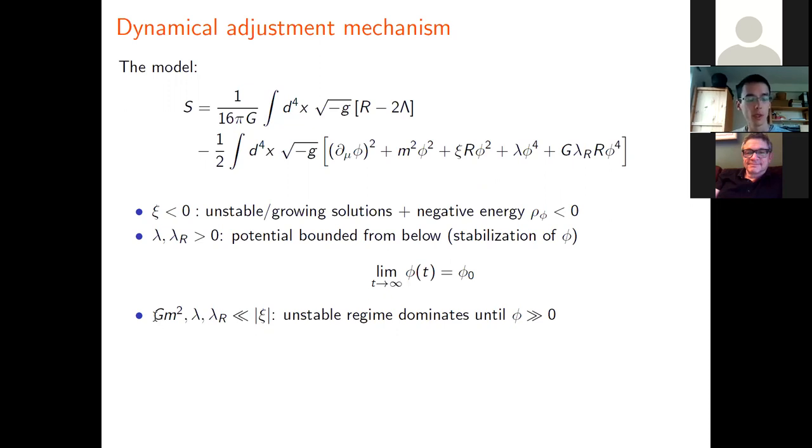And finally, we need a hierarchy of coupling between those interaction terms, so the dimensionless mass and the quartic couplings. So these must be much smaller than the non-minimal coupling size. And the reason we want that is that we want this growing period to last long enough in order to cancel almost all of the vacuum energy.